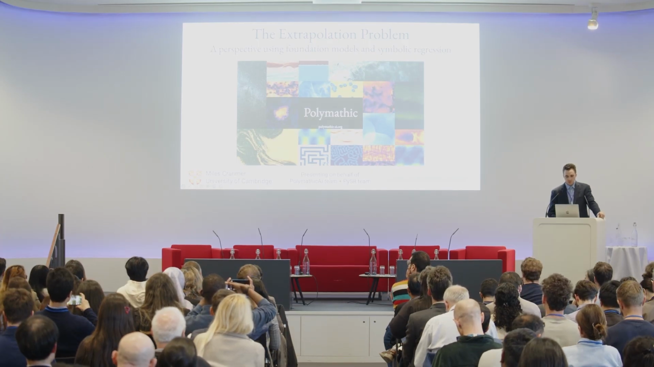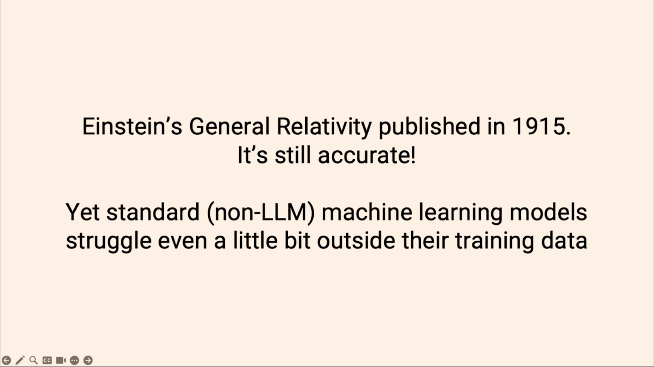So I want to start off with this kind of statement that Einstein's general relativity was published in 1915, but it's still accurate. It predicted the correct dynamics of black hole event horizons decades later. Yet standard machine learning models struggle even a little bit outside of their training data.